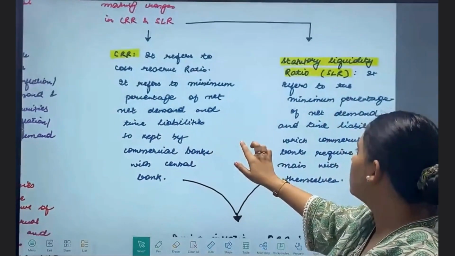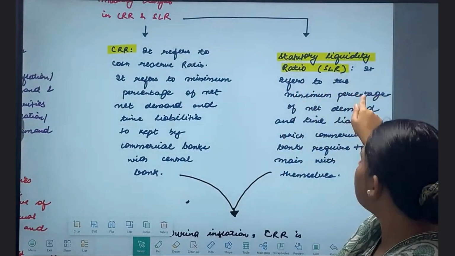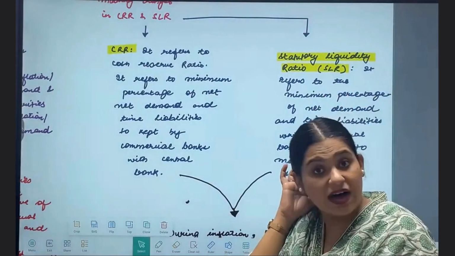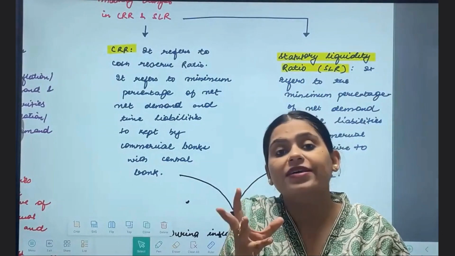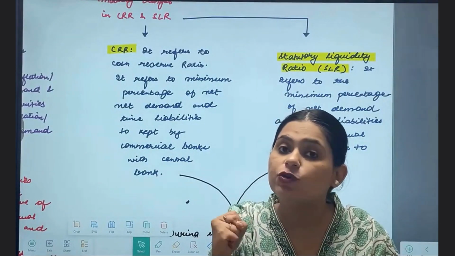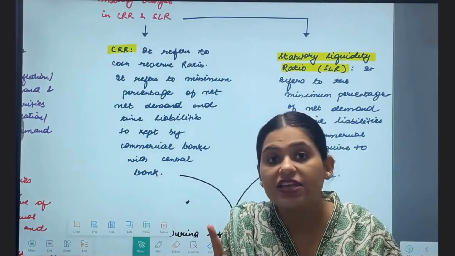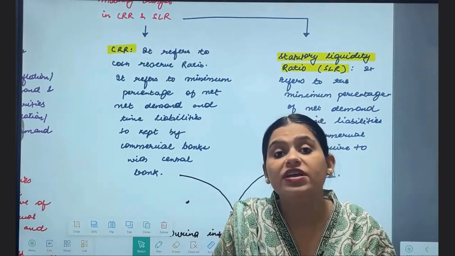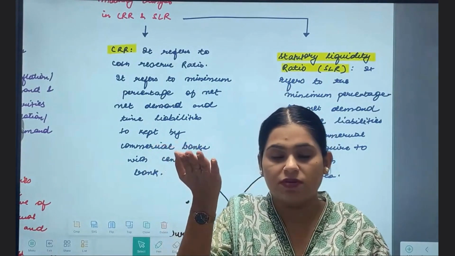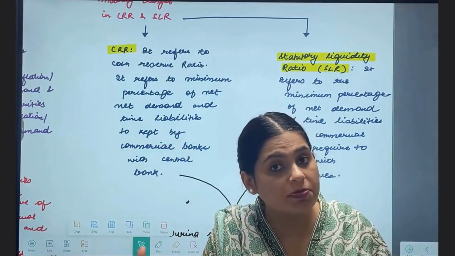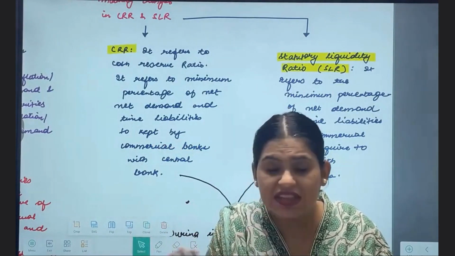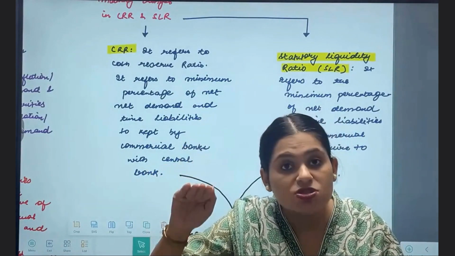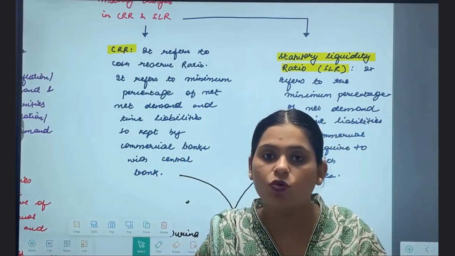Similarly, we have SLR. But what is SLR? It refers to the minimum percentage of net demand and time liabilities commercial banks have to maintain with themselves. Again, ये पैसा वो लोन में नहीं दे सकते, इसको इनको अपने पास ही रखना है. They have to keep it with themselves, but they cannot give out as loan. अब समझो, when you increase these reserve ratios, that means commercial bank has to keep more money. ज्यादा पैसा वो रहेगा जो लोन में नहीं दिया जा सकता. So when you increase the reserve ratios, you are reducing the capacity of commercial bank to give loan.